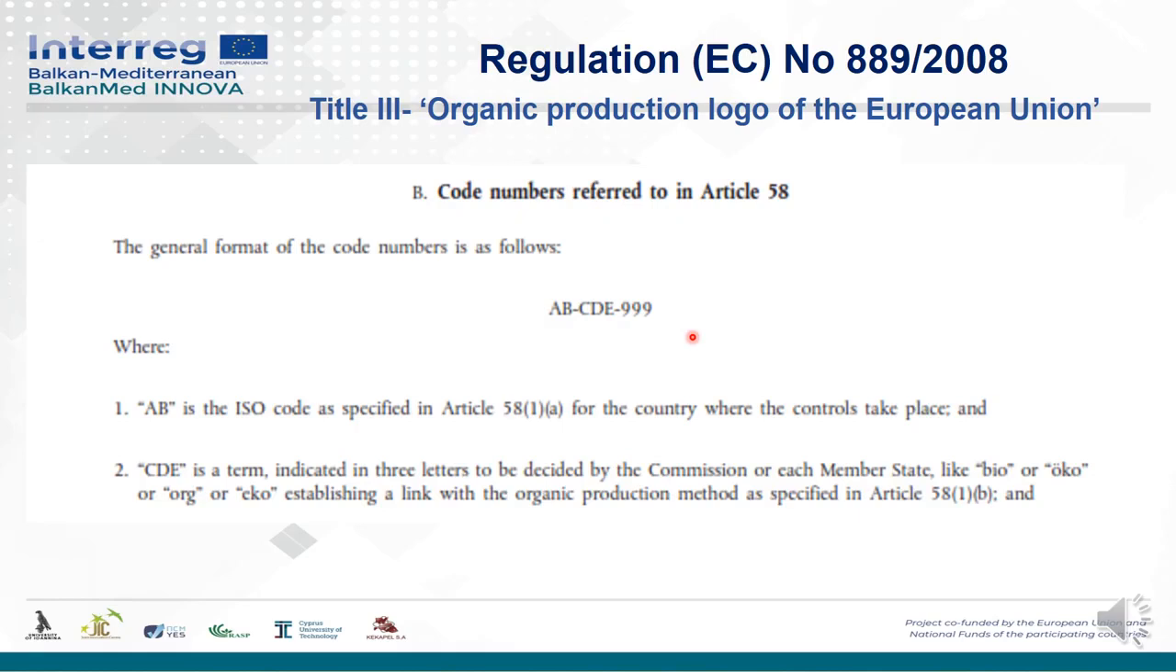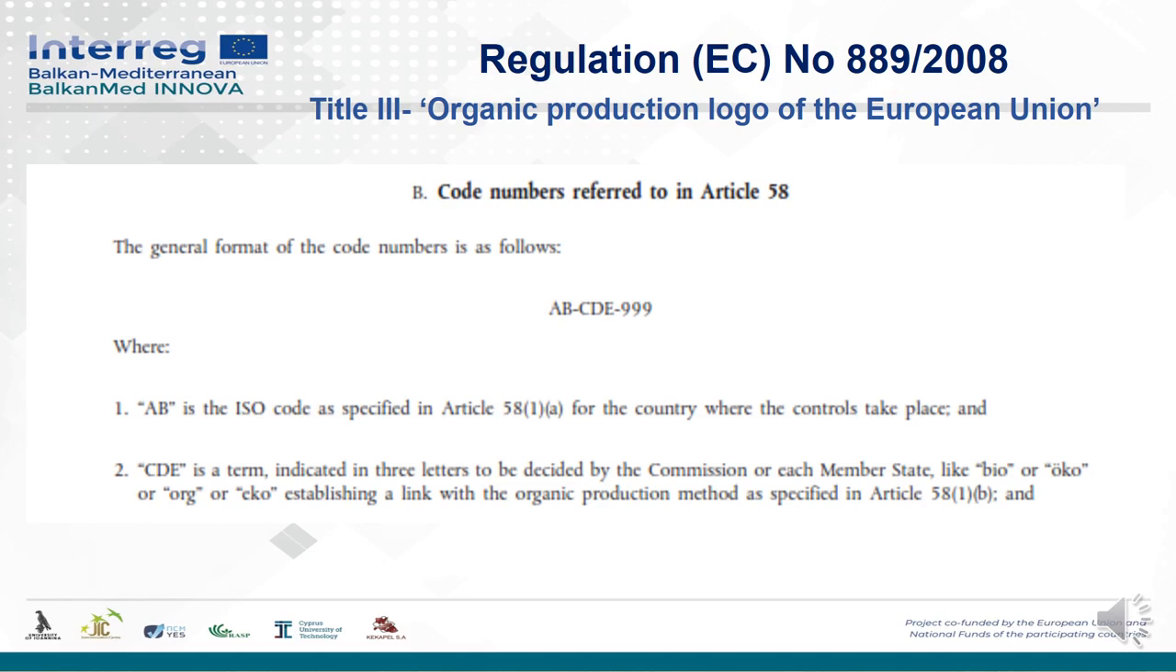So the general format of the code numbers is like here. This is the format where, to explain again, AB is the ISO code as specified in Article 58 for the country where the control takes place. This here, CD, for sure will not be CD, it's just to show a model, but it can be, for example, if we are in Italian language, for organic, we can use the term bio. So the country code for Italy, and bio that is a reference to the organic production.